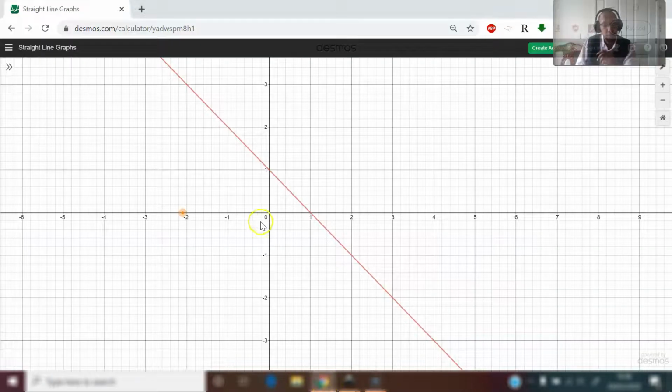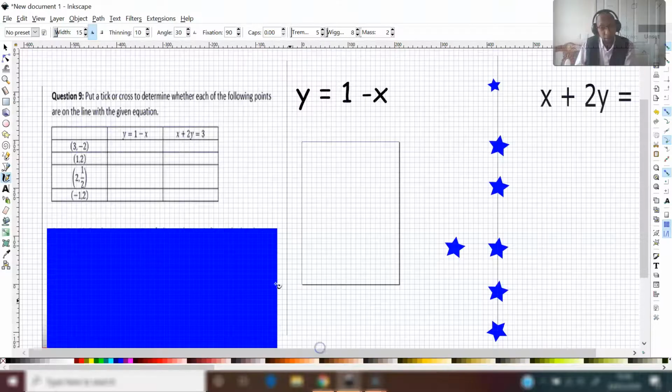If I go into my browser, this line has the equation y equals 1 minus x, and the point we're trying to determine is: does the point 3, -2 lie on that line? In this case we can see there's that point, and yes it does. This would be 2, -1. So going back here, 3, -2 is on the line, and you would put a tick to say that yes, it does.